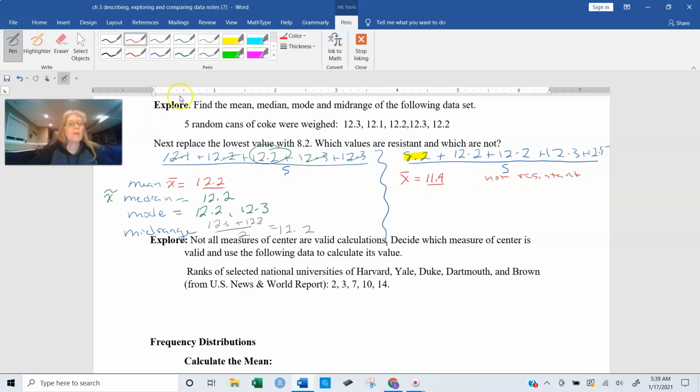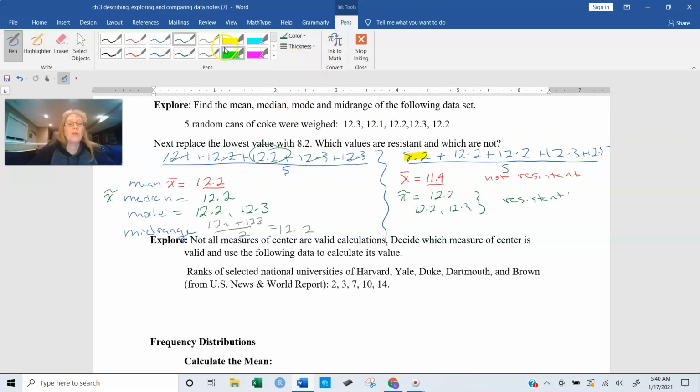Okay, the next one you should have calculated was your median. And when you looked at your median, you also got 12.2 because it's just the middle term again, right? And the exact same thing happened for your mode. You still had 12.2 and 12.3. Both of these are resistant because they do not change with the value of an outlier.